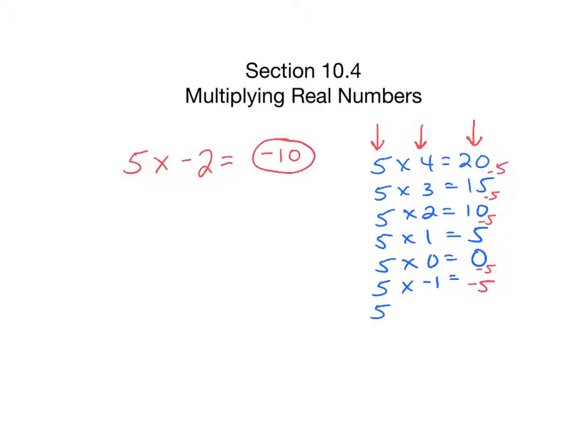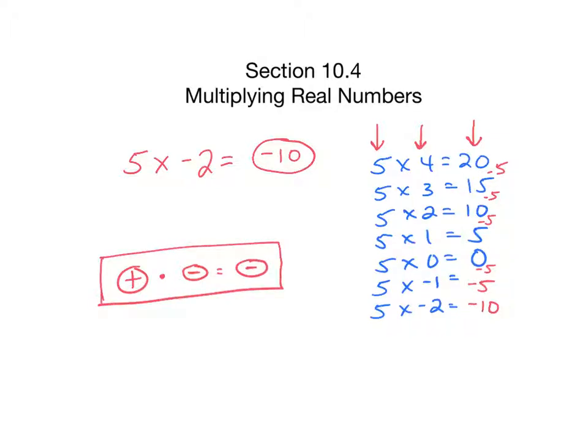If I continue then, 5 times a negative 2, I have to reduce that negative 5 by 5 more, and I would get an answer of negative 10. So I multiplied a positive number, 5, multiplied by a negative number, and I got a negative answer. And that is one idea that you need to keep in mind in this particular section. A positive number times a negative number will give you a negative answer.